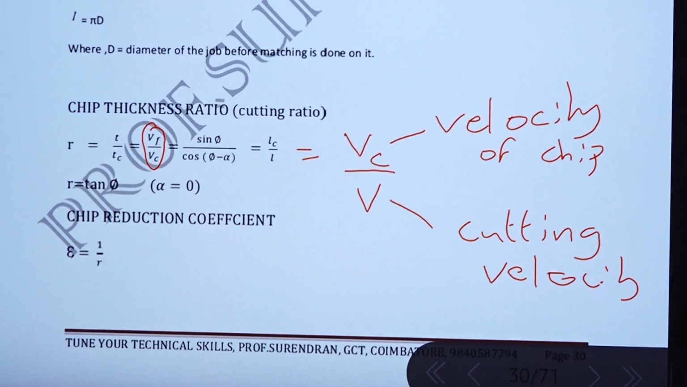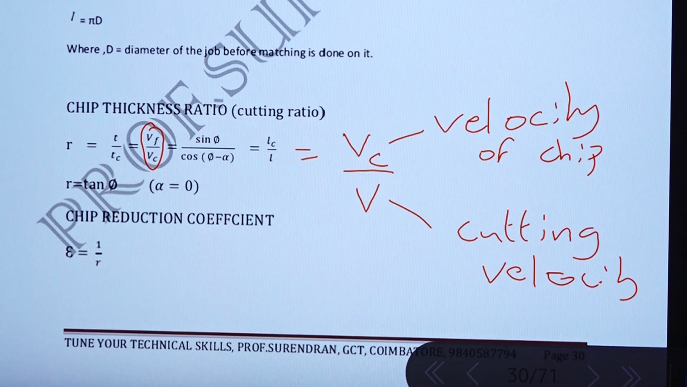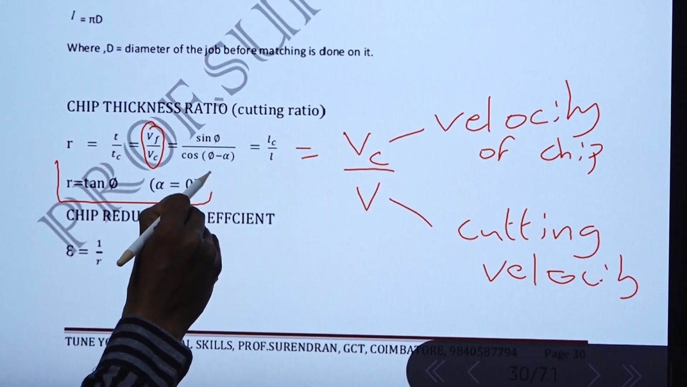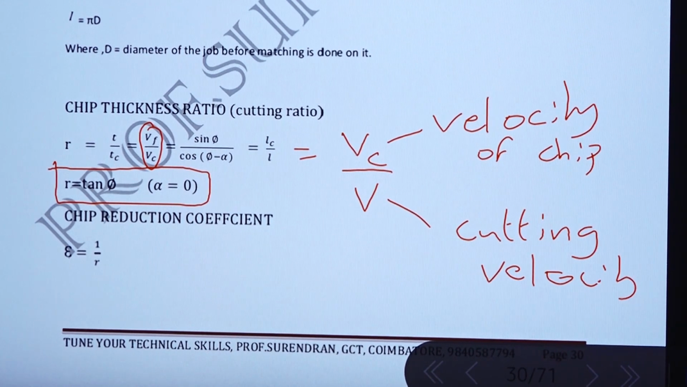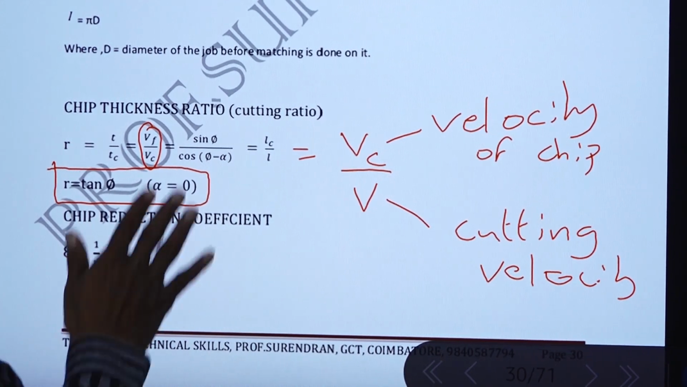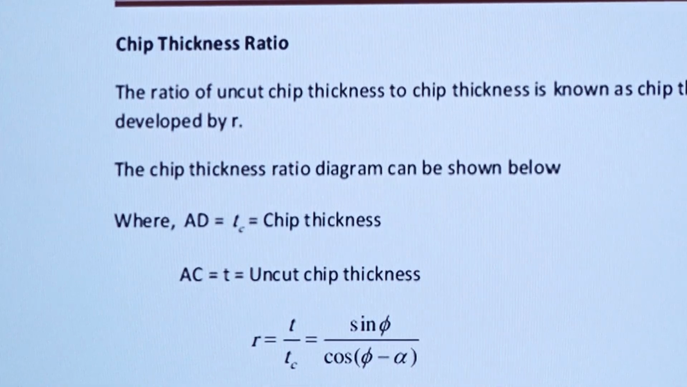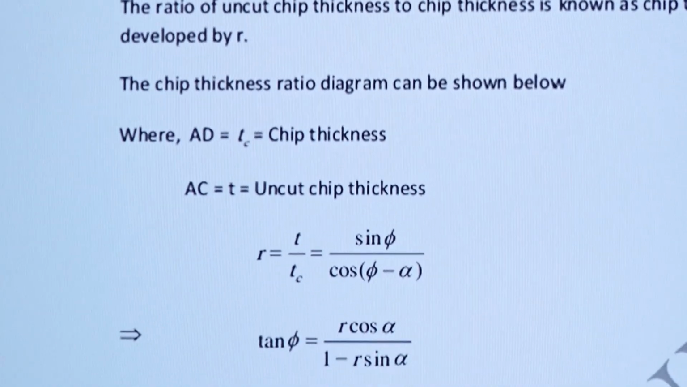When alpha equal to 0, what happens? r equal to tan phi. It is an important condition we have to remember: when alpha equal to 0, r equal to tan phi. And the chip reduction coefficient is the inverse of the chip thickness ratio.